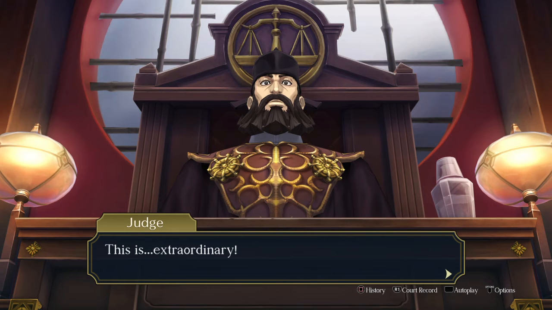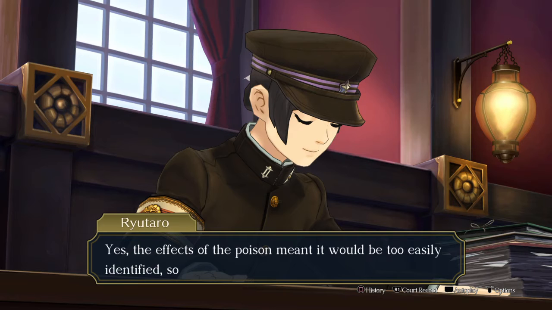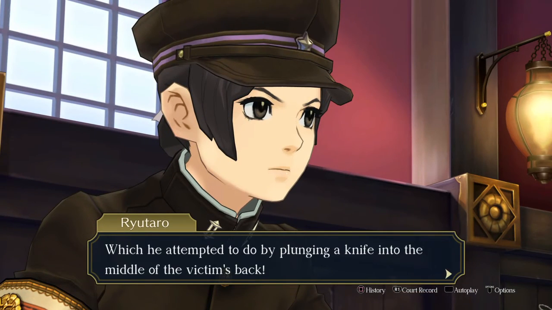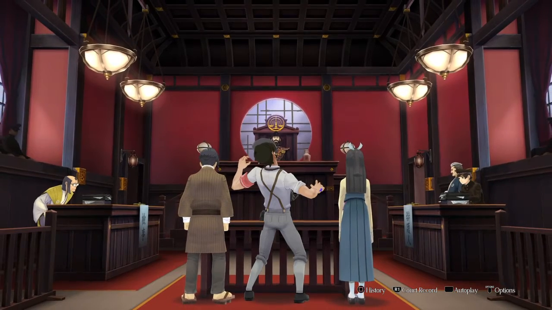This is extraordinary. Yes. The effects of the poison meant that it would be too easily identified, so the killer had to mask its use, which he attempted to do by plunging a knife into the middle of the victim's back.